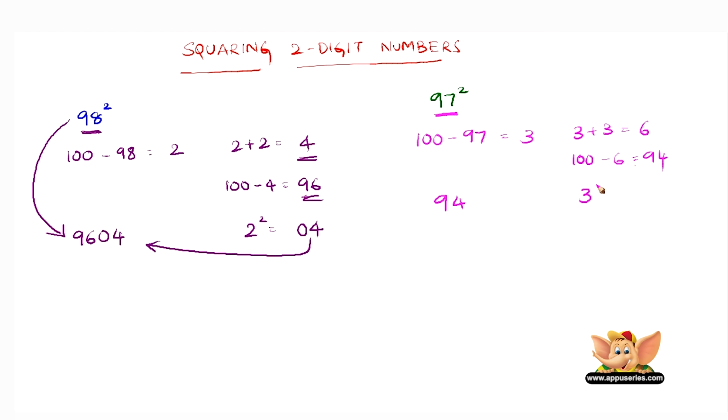Now what we have to do is find the square of 3, which is 9. And since 9 is less than 10, place a 0 to the left of 9 and join this to 94. So 9409 is the answer of 97 the whole square. This was simple, isn't it?